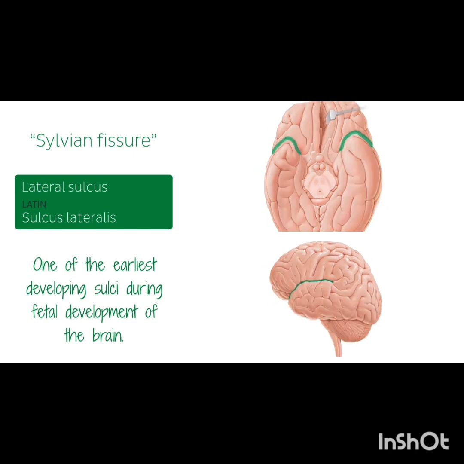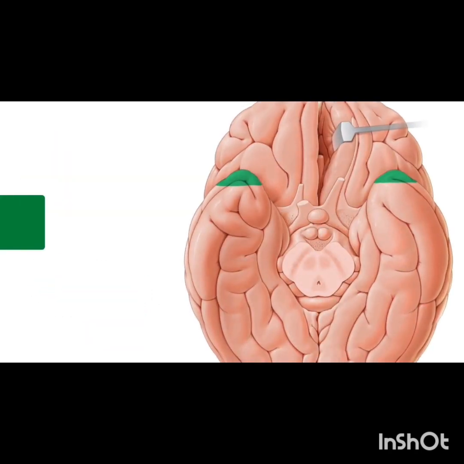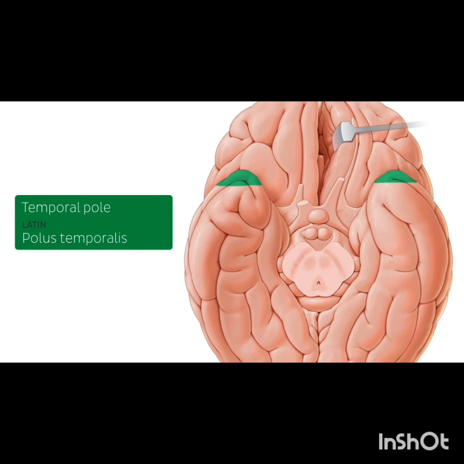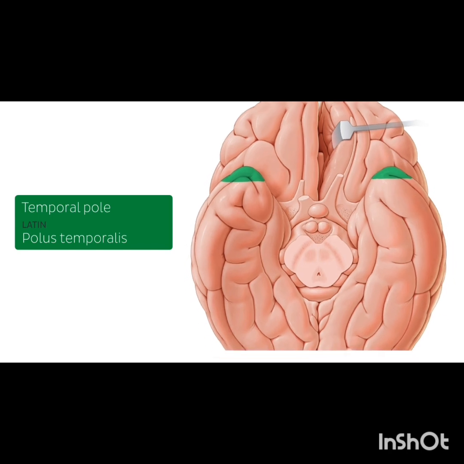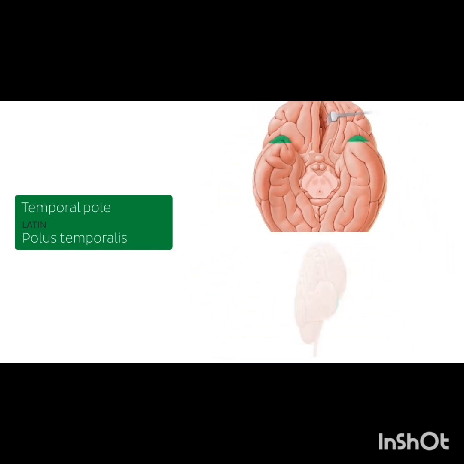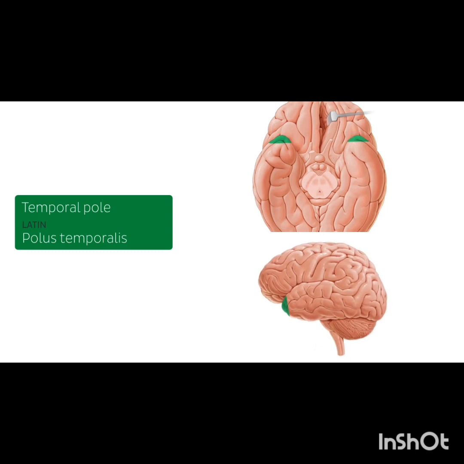The next structure we're going to be highlighting here is known as the temporal pole. Now, this is the anteriormost part of the temporal cortex. The temporal pole is one of the 4 poles of the cerebral hemispheres. If I show you here also an image of the lateral view of the brain, you can see the temporal pole highlighted in green to say that this is the most anterior end of the temporal lobe.